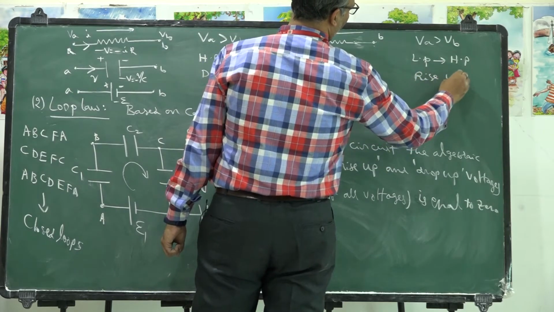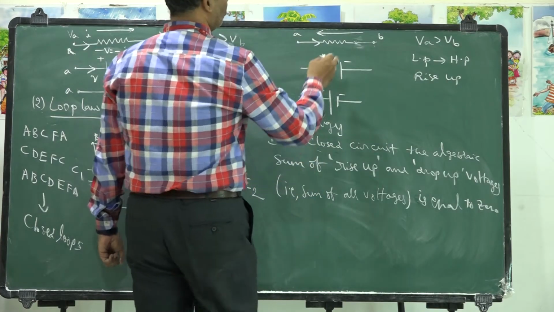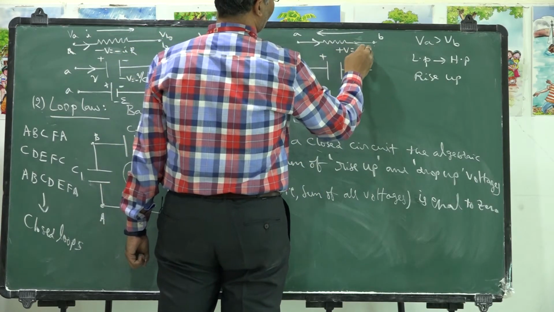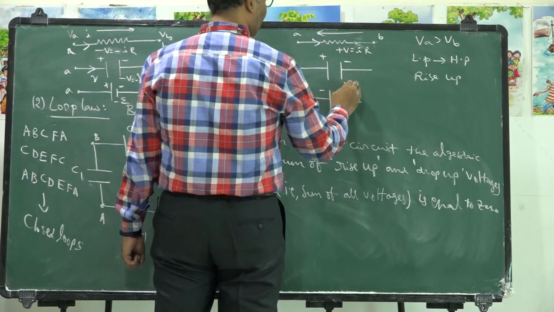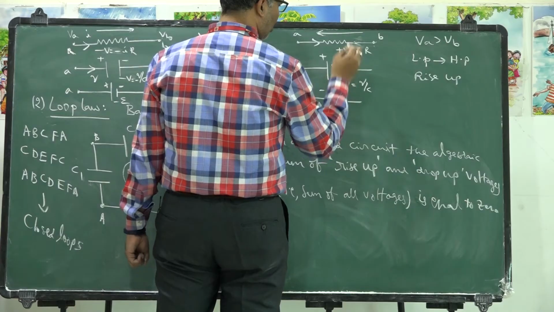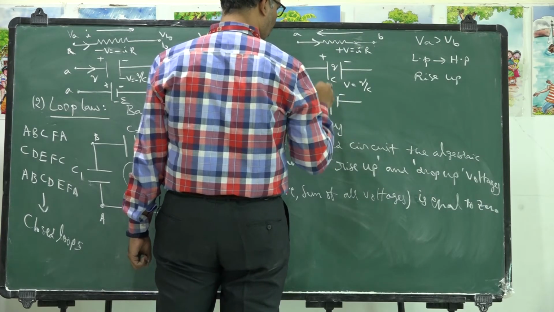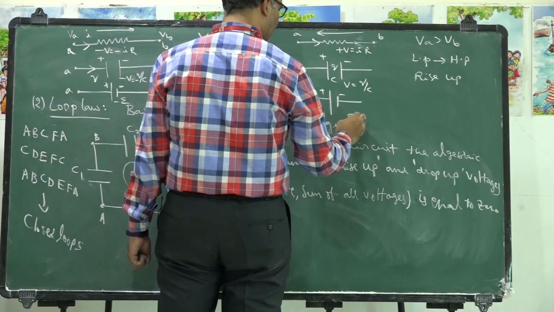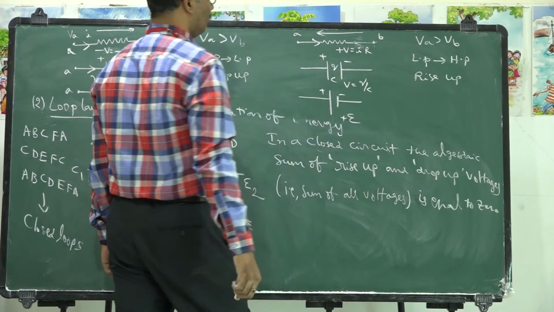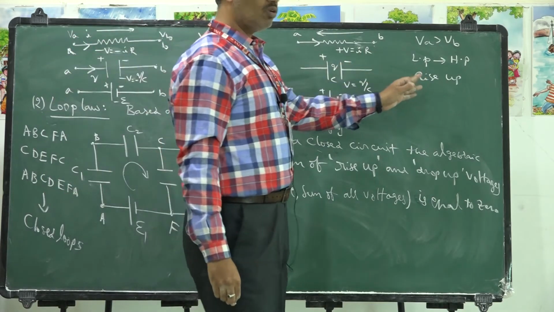Rise up potential will be taken as positive. That means here the potential V equal to IR is taken as positive. Here V is equal to Q by C, as Q is the charge stored here, C is the capacitance here, is positive. Even EMF of the cell, where you are moving from negative to positive, should be taken as positive. So these are called drop up potentials, these are called rise up potentials.